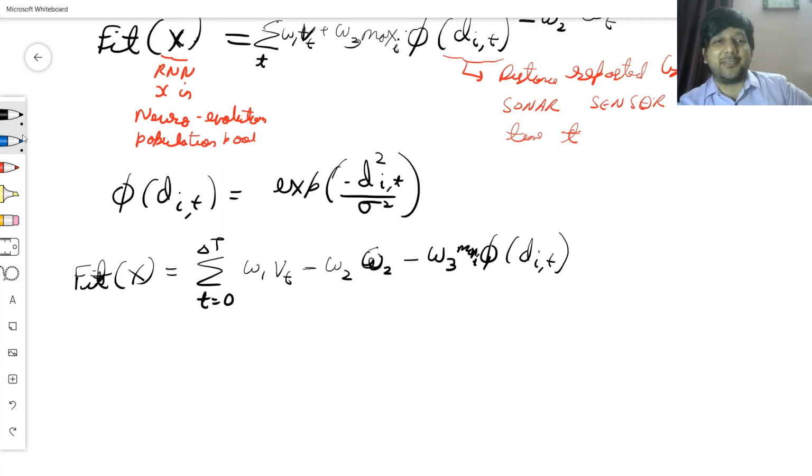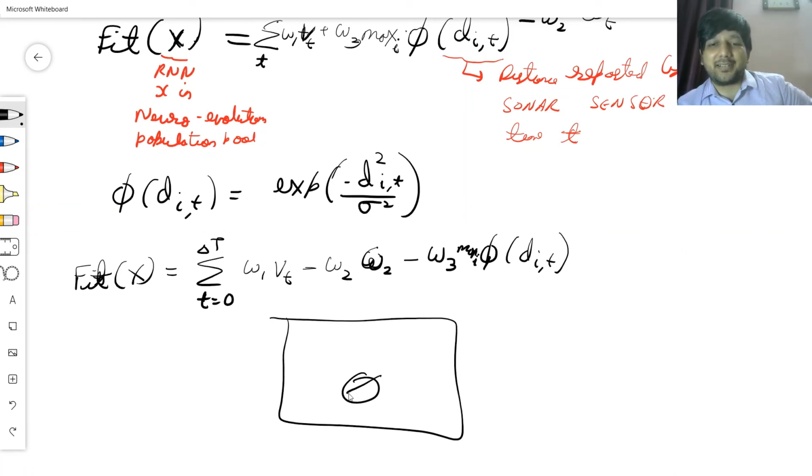And let us look at that. So that's my map. These are my obstacles. So suppose I start over from here, I'm far away from the obstacles. So I'll try to have as much maximum speed as possible because there's no incentive of turning, as well as this penalty term is almost 0.